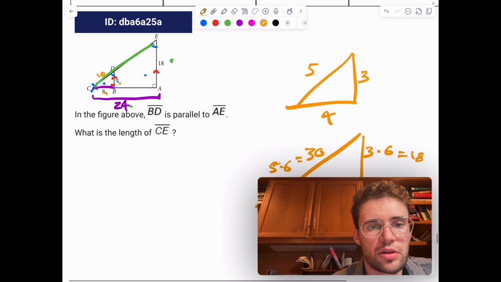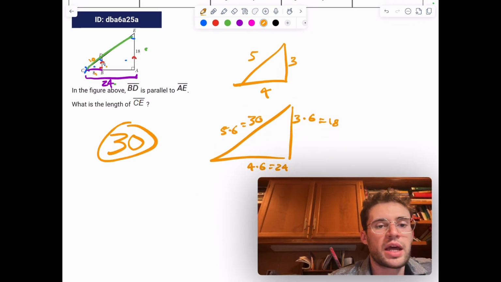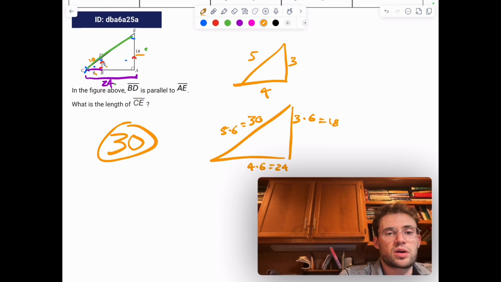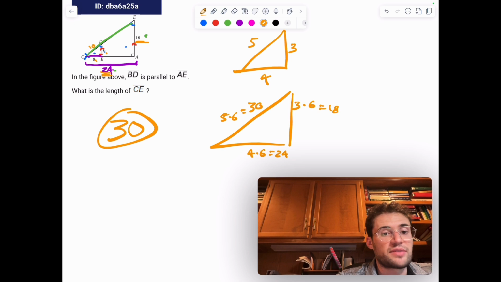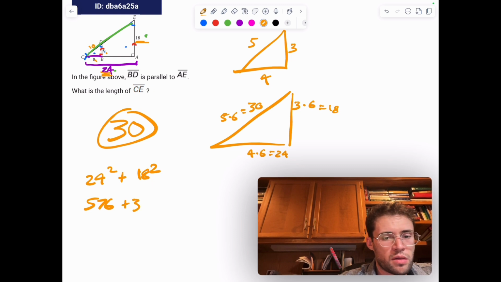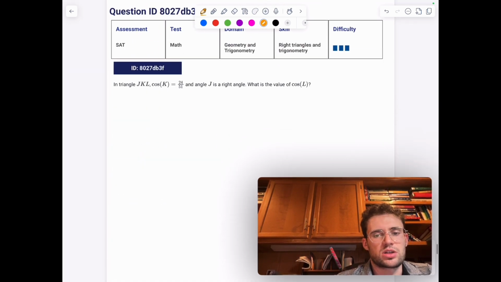So that's all you've got to do there. Recognize that it's a 3, 4, 5 scaled up, and your side would be 30. Now, if you didn't realize that, you could just do 18 squared plus 24 squared equals CE squared, do the Pythagorean theorem, and you would get that 576, that's 24 squared, plus 18 squared is 324. That would add up to 900. So that's equal to CE squared, and then the square root of 900 is 30. Right, so you get the same answer either way, but recognizing the 3, 4, 5 is probably the easier way.